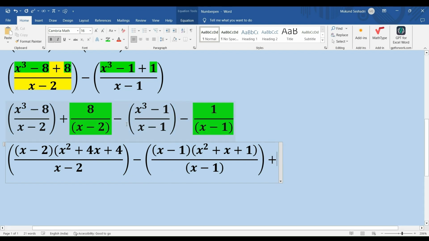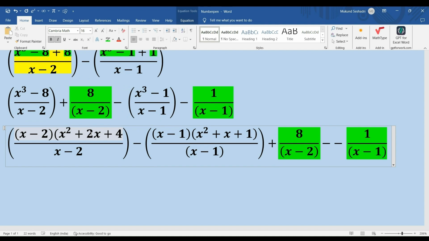So I'm going to expand this using this particular formula, and this is what I get, right? My first expression becomes (x − 2)(x² + 2x + 4), which is my x³ − 8. And then my second expression, which is x³ − 1, becomes (x − 1)(x² + x + 1), right? The two expressions which I've highlighted in green, I've just parked aside because I don't think I will be doing any further simplification with them.